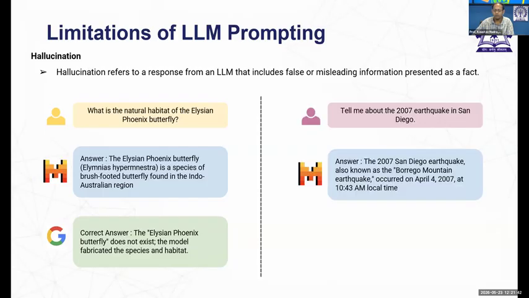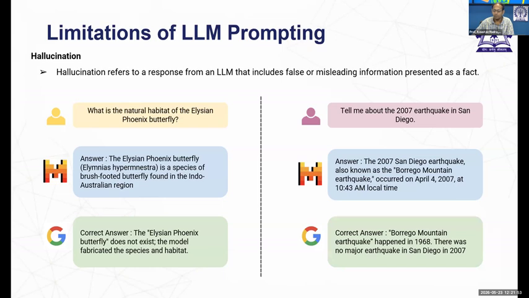Similarly, if I ask another question, tell me about the 2007 earthquake in San Diego. The answer is that the 2007 San Diego earthquake, also known as the Borrego Mountain earthquake, occurred on April 4, 2007. Now, what is the correct answer? This earthquake happened in 1968. There was no major earthquake in San Diego in 2007. So this is hallucination, because LLMs give answers in a way that looks very convincing to the user, but ultimately you find that these things don't exist.